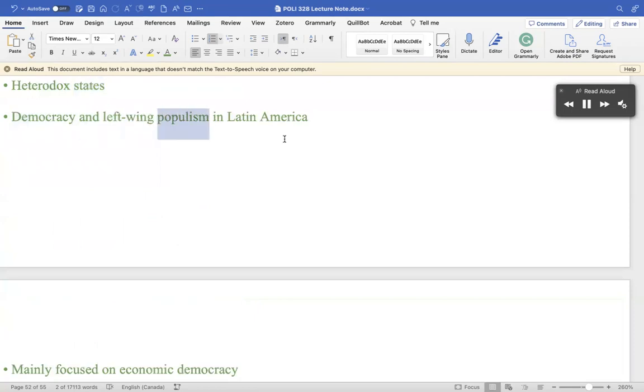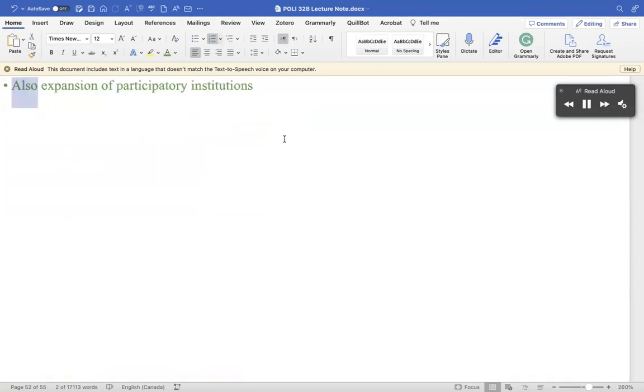Democracy and left-wing populism in Latin America. Mainly focused on economic democracy. Also expansion of participatory institutions.